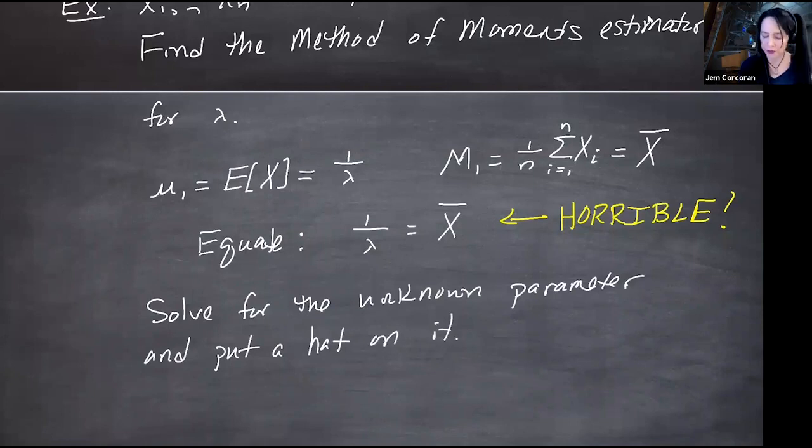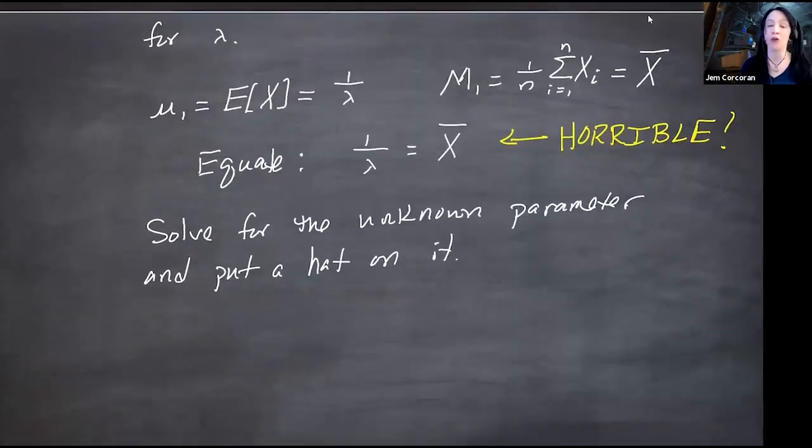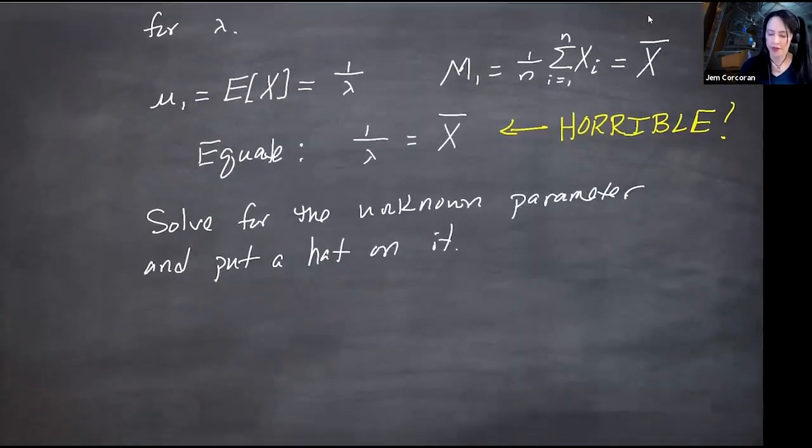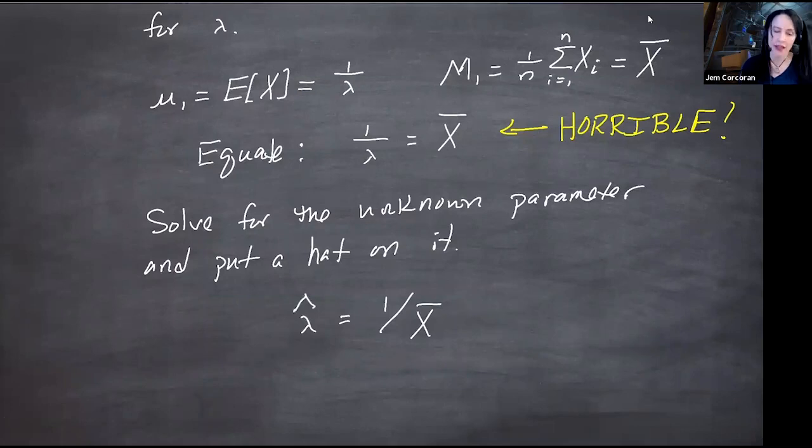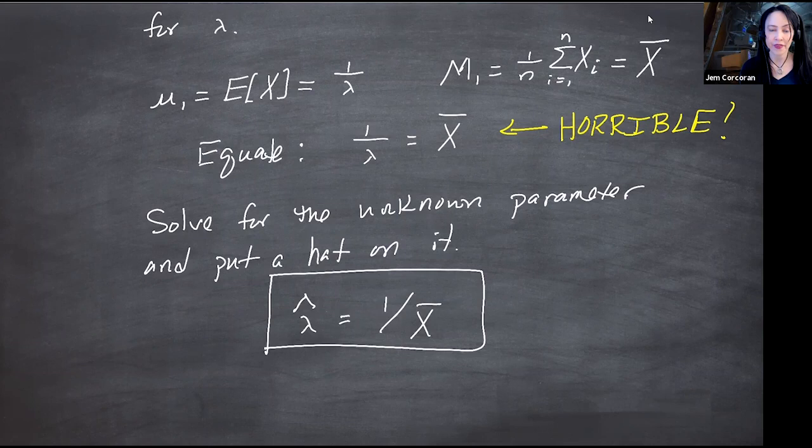If we were in a physical classroom, I would have already erased this because I don't want anyone walking by from the hallway and thinking that's what we're going to do. Like that happens. But lambda, you can solve for that and you get 1 over x bar. As it stands, that also is horrible and doesn't make sense. But once you put a hat on it, then that is your estimator of lambda, which is a random variable. And we have found our first MME. Super easy, or at least super direct. You write down a population moment and a sample moment, you equate them and you solve.